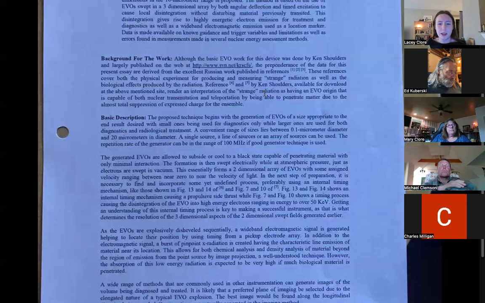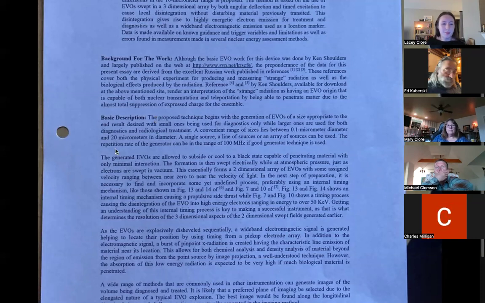Reference 4 and 5 by Ken Shoulders, available for download at the above mentioned site, render an interpretation of the strange radiation as having an EVO origin that is capable of both nuclear transmutation and teleportation by being able to penetrate matter due to the almost total suppression of excess charge for the ensemble.